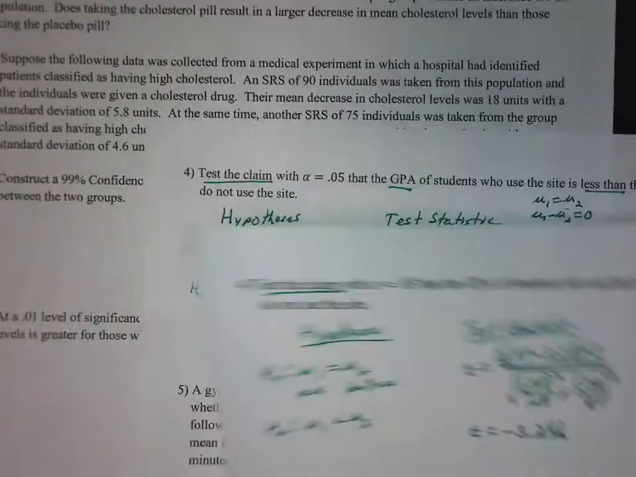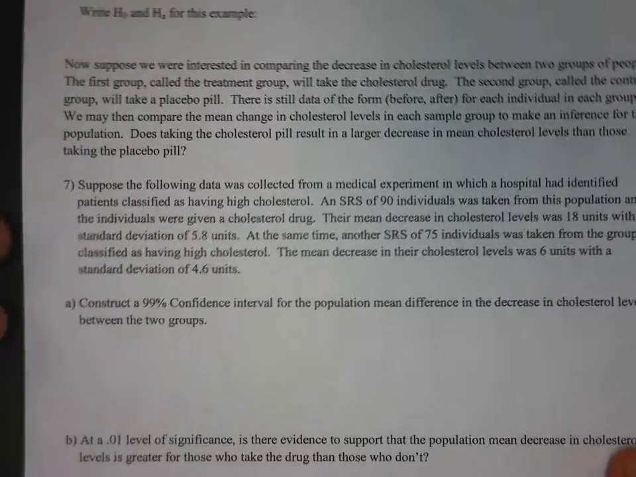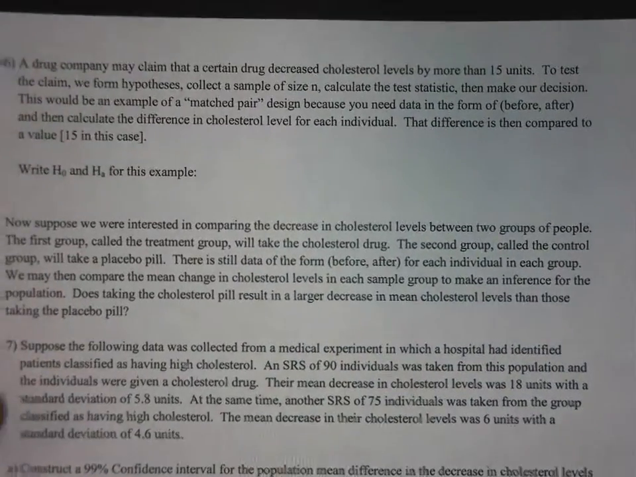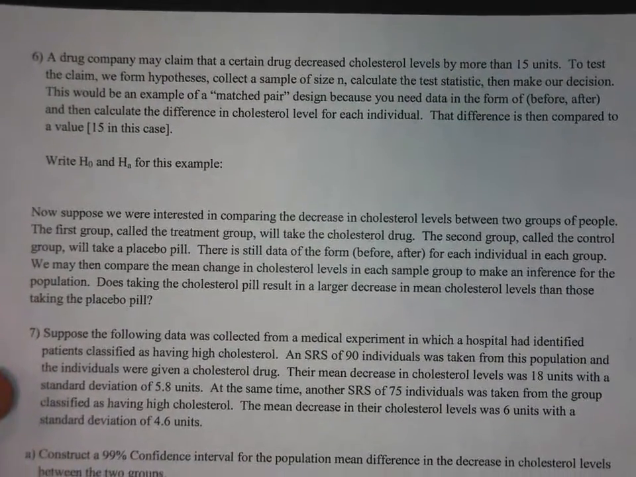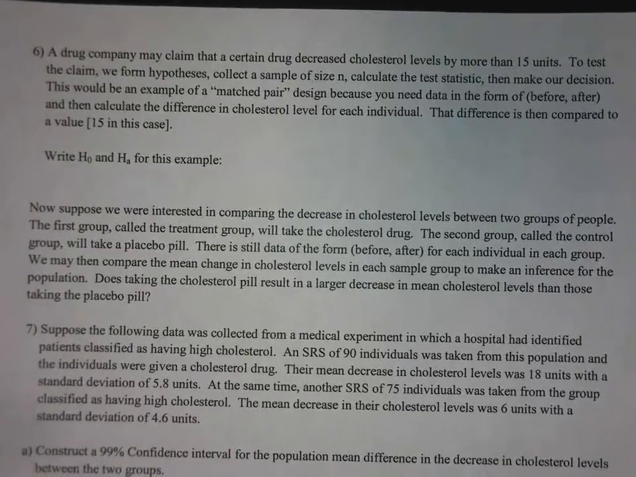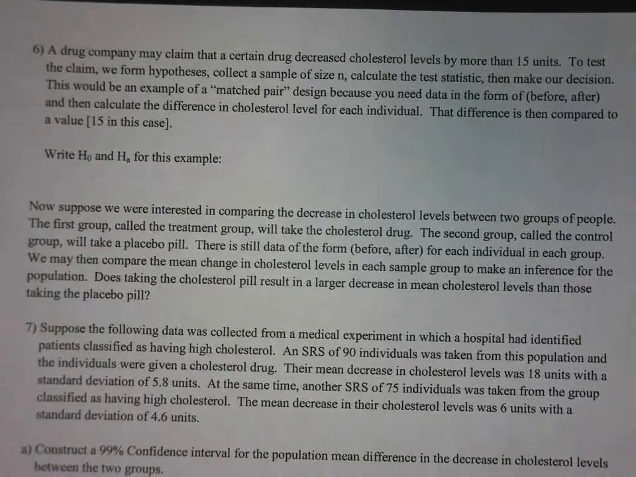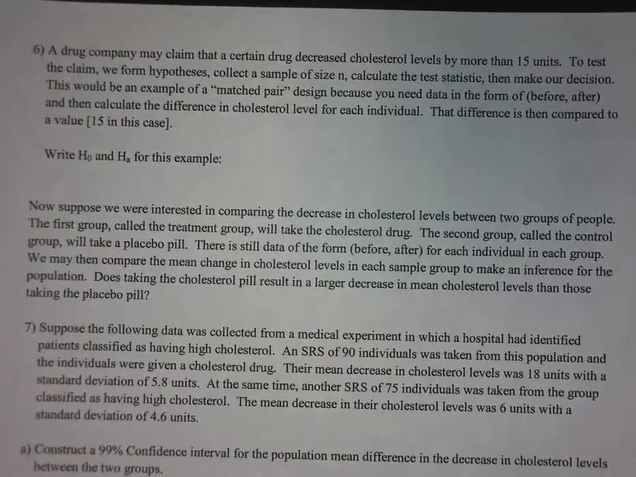Okay, if we go on to the last few examples now, okay, we're going to take a slightly different twist on these. Okay, so a drug company may claim that a certain drug decreased cholesterol levels by more than 15 units. Okay, to test the claim, we form hypotheses, collect a sample of size n, calculate the test statistic, then we make our decision.